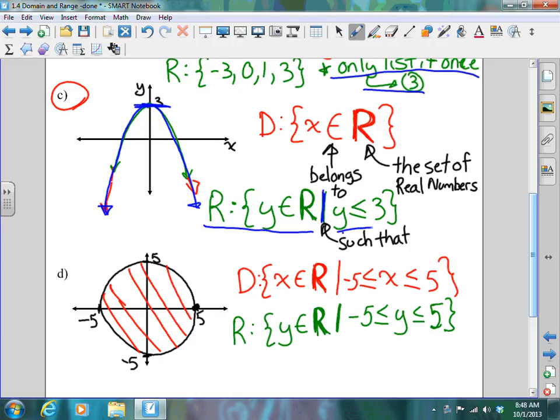y has to be less than or equal to, let me say that again, guys, y has to be less than or equal to 3. So along my graph, as I move up, the highest I can get to is 3, and then I go back down and get lower. So that's a restriction. Whenever you have a restriction, you have a "such that" bar, and in this case, it's y is less than or equal to 3.